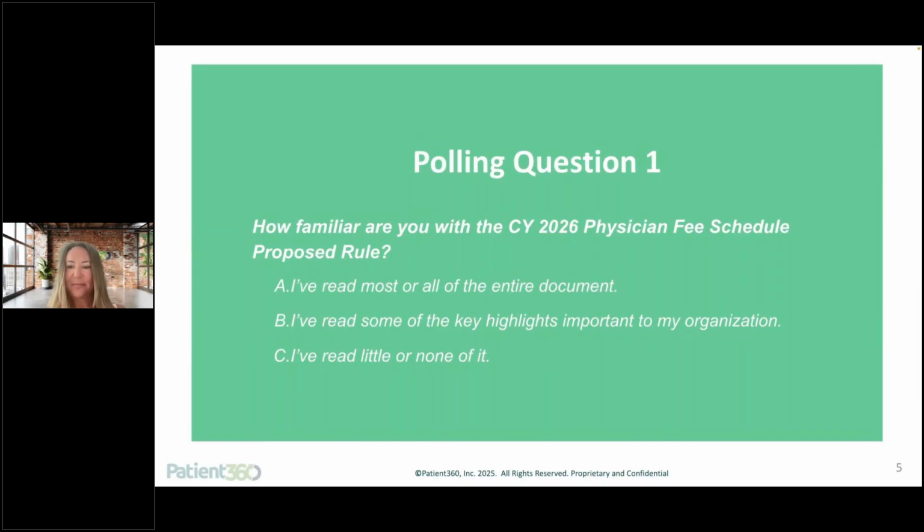So again, the options are: I've read most or all of the document. I've read some. I've read the key highlights important to my organization, or I've read little or none of it. And again, any of those are okay. All right, I think most of the results have come in, so I'm going to go ahead and share the results here.